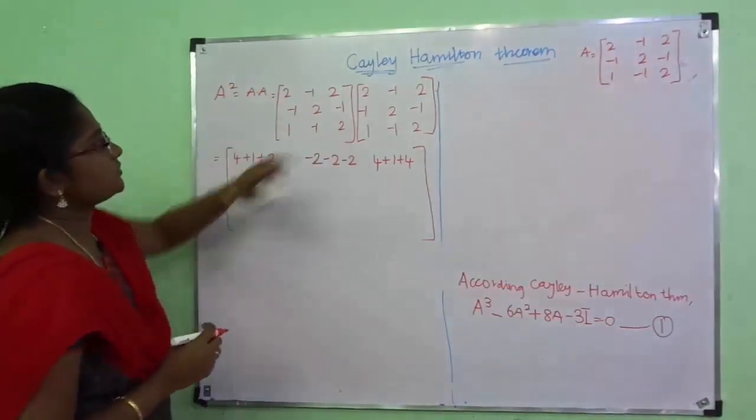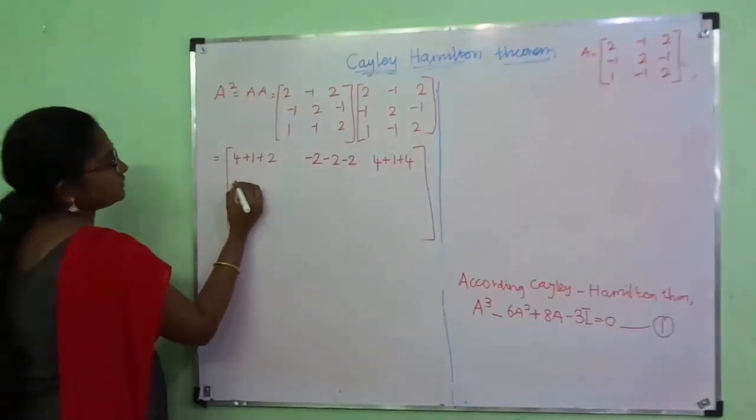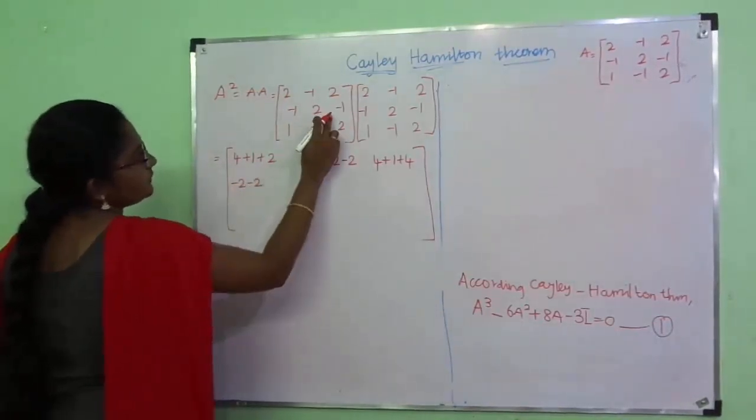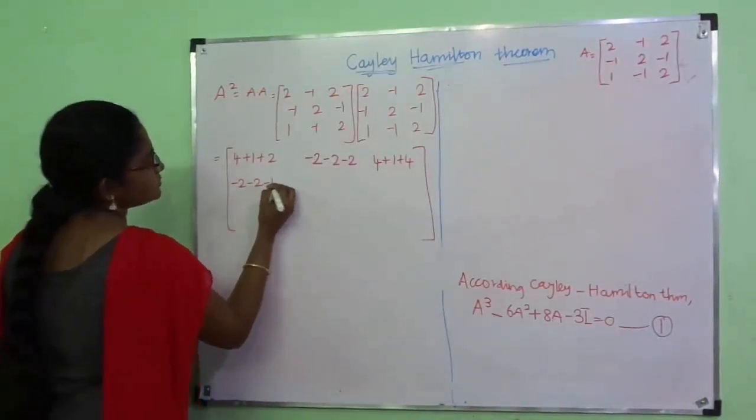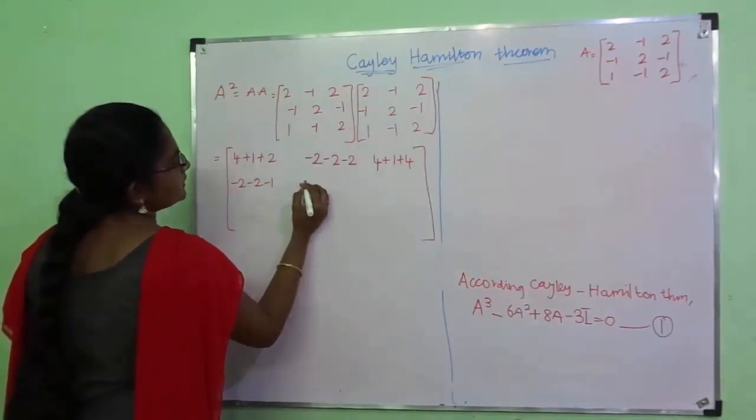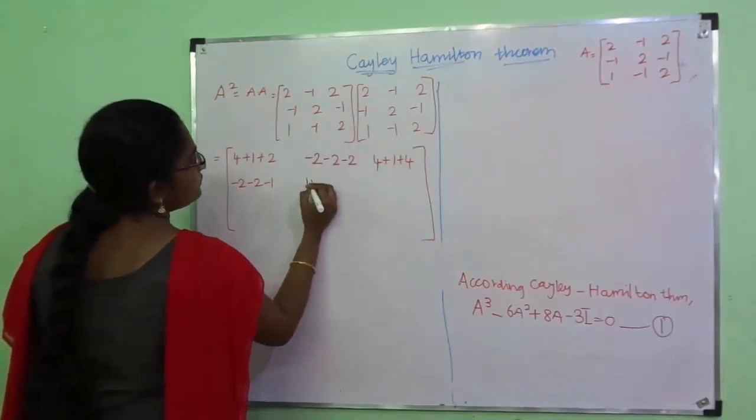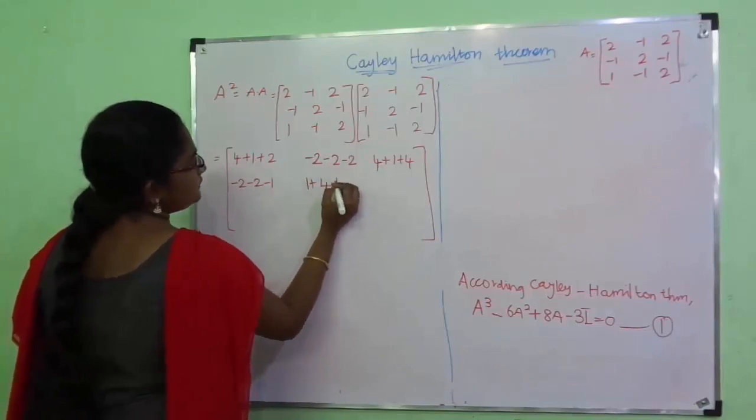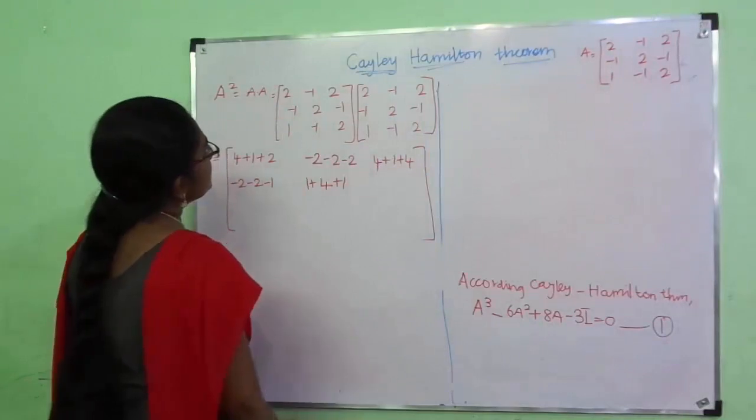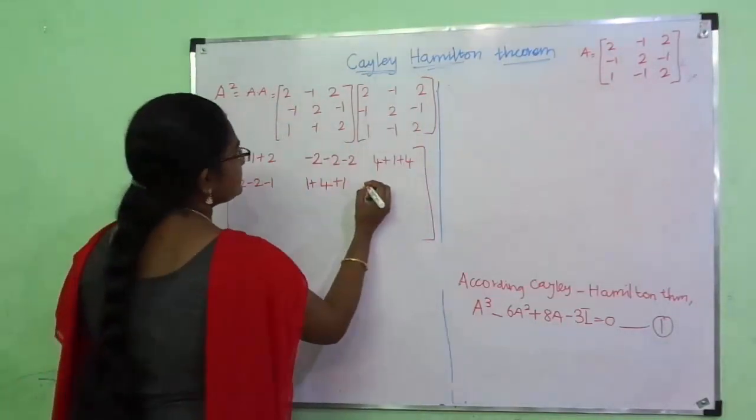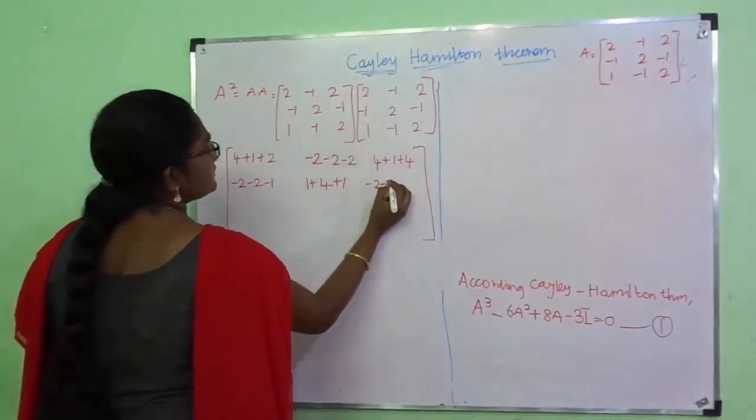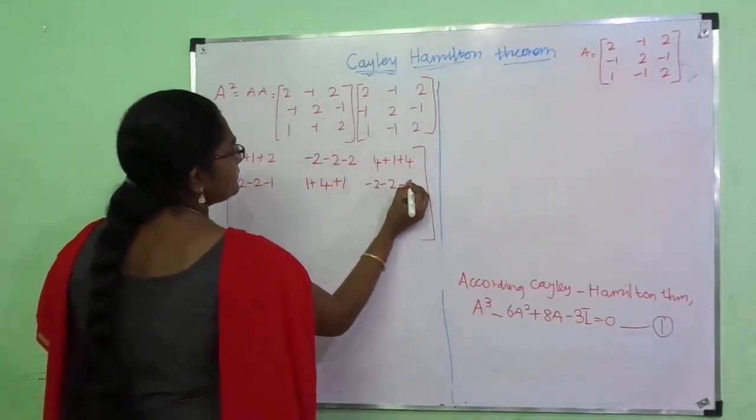Second row into first column: minus 1 into 2 minus 2, 2 into minus 1 minus 2, minus 1 into 1 you get minus 1. For second row and the second column: minus 1 into minus 1 is 1, 2 into 2 is 4, minus 1 into 1 you get plus 1. Second row and the third column: minus 1 into 2 you get minus 2, 2 into minus 1 you get minus 2, minus 1 into 2 minus 2.